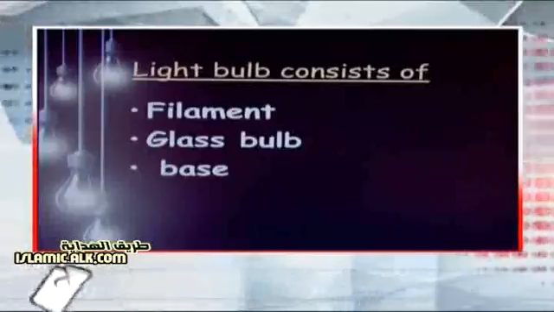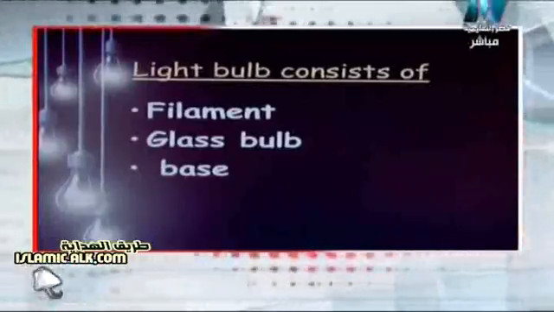So first, the light bulb. The light bulb is a very common means of lighting at our home, at our school, at our streets, and everywhere we will find a light bulb. So now, what does the light bulb consist of? The light bulb consists of a filament, a glass bulb, and a base. The light bulb consists of 3 main parts, which are the filament, the glass bulb, and the base. Again, the filament, the glass bulb, and the base.